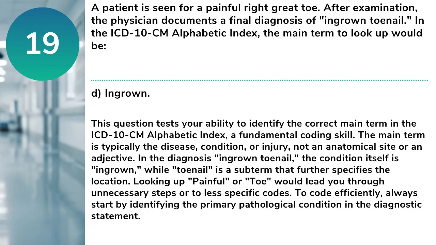Answer: D. Ingrown. This question tests your ability to identify the correct main term in the ICD-10-CM alphabetic index, a fundamental coding skill. The main term is typically the disease, condition, or injury, not an anatomical site or an adjective. In the diagnosis ingrown toenail, the condition itself is ingrown, while toenail is a subterm that further specifies the location. Looking up painful or toe would lead you through unnecessary steps or to less specific codes. To code efficiently, always start by identifying the primary pathological condition in the diagnostic statement.